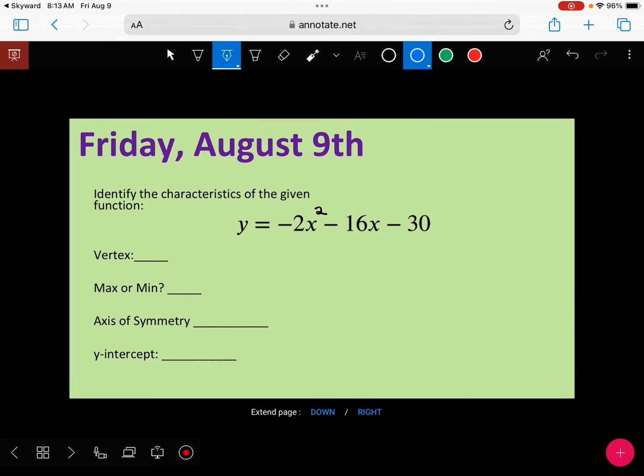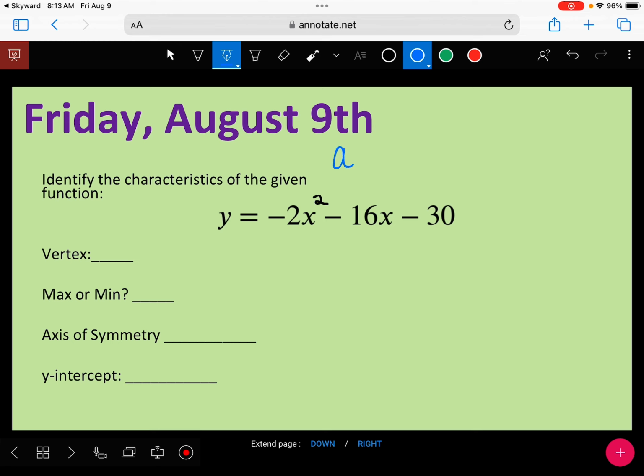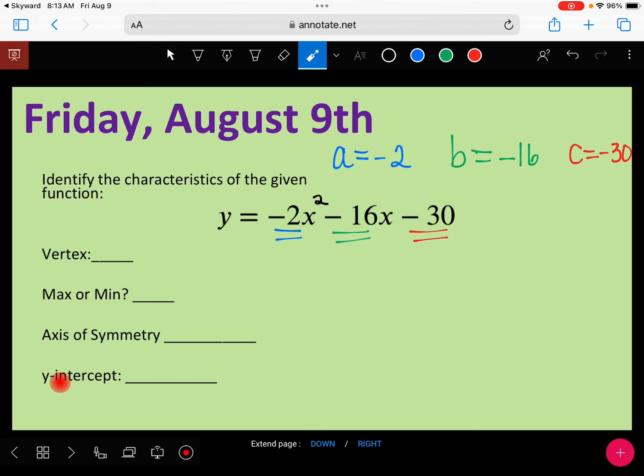All right, so what is A, B, and C? A is -2. This is your A. B is -16. And C, thank you, Isaiah. All right, one of these numbers is your y-intercept. So does anybody remember which one of these three? We don't even have to do anything. It's C, yeah. So let's go ahead and write that down here. We'll write it as an ordered pair.